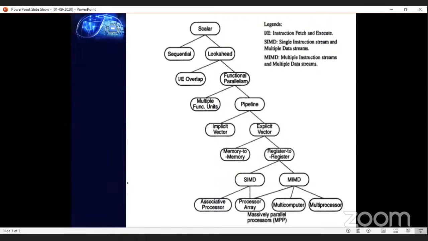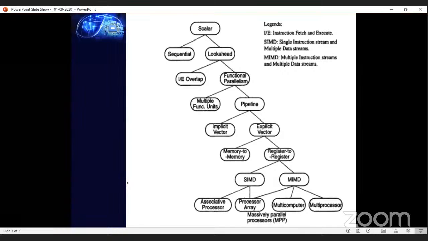So following look ahead by means of IE overlapping and functional parallelism, a famous technique I mentioned in the last session, what is that? Pipelining was introduced. So what is pipelining? Pipelining is an interleaved process, I already told you. An evolution of functional parallelism is pipelining. Initially, the pipelining concept was implemented as a software process called, what is that? Implicit vector.